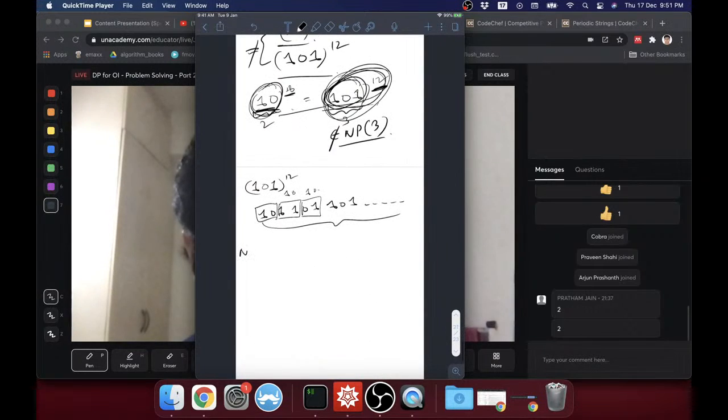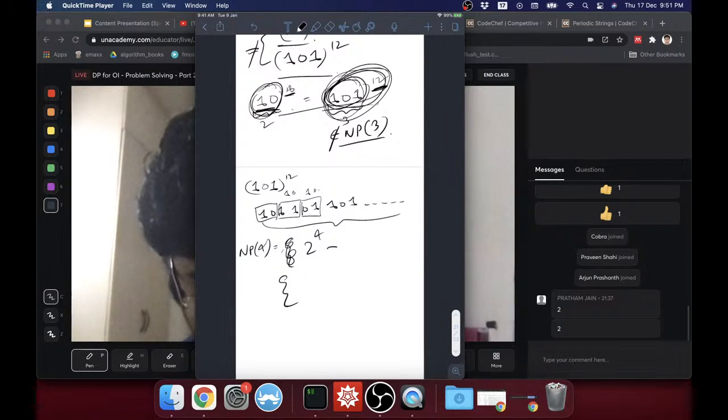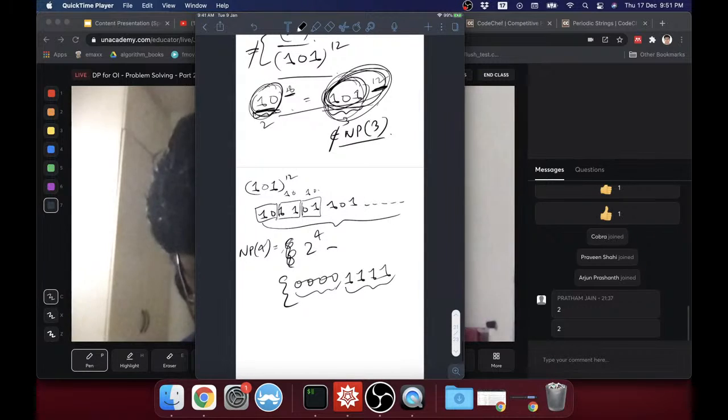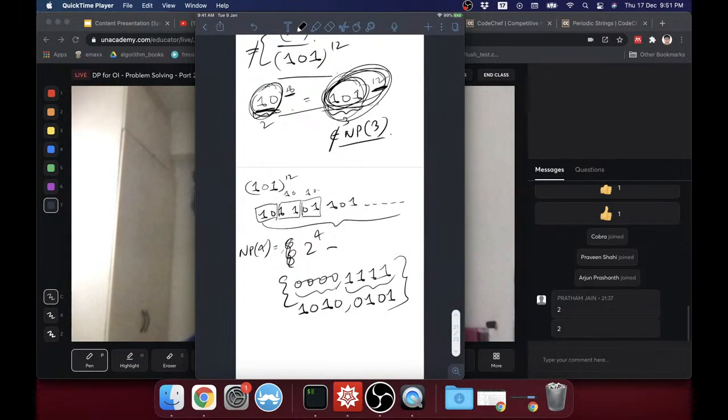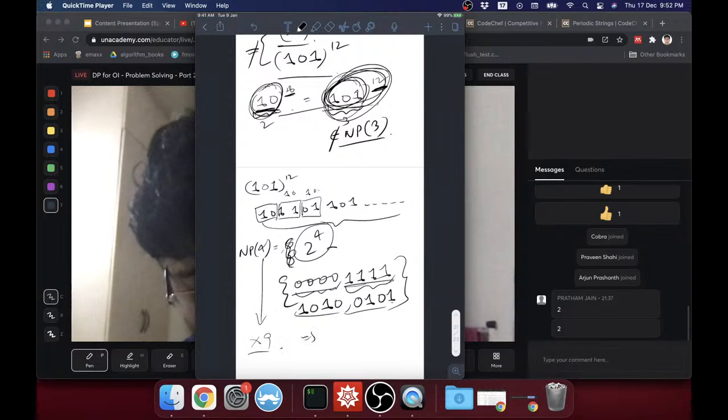For 4, let's do for 4 also. NP4, this set will look something like all the 2 to the power 4 strings minus which strings. So you'll remove 0 0 0, you'll remove 1 1 1. Why? Because this is periodic, this is periodic. You'll remove 1 0 1 0, you'll remove 0 1 0 1. What else? Nothing else, right? So once you remove all these strings and just take the remaining collection, that remaining collection when repeated 9 times will give you 36 length strings which are unique and periodic.